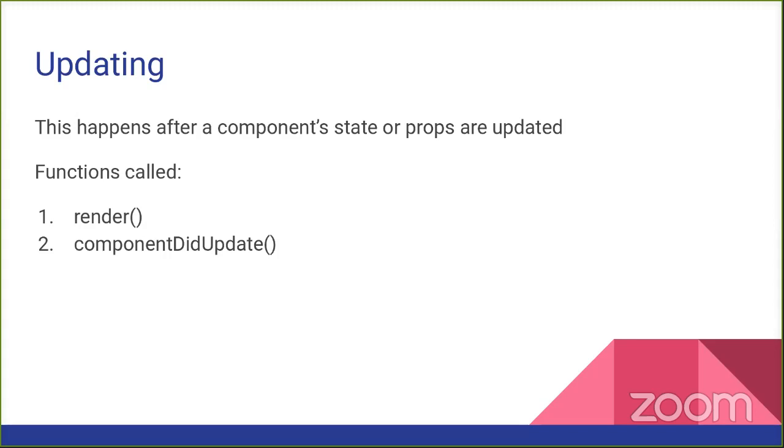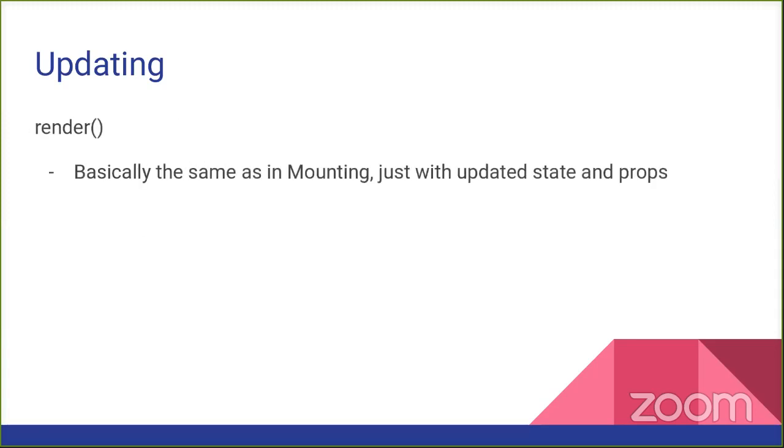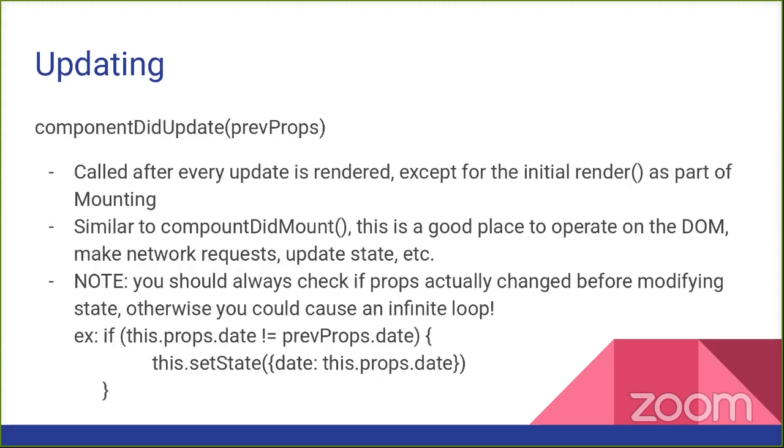Updating. After a component's state or props are updated, the component gets re-rendered, and then React knows it's updated, so it will call componentDidUpdate. Render is basically the same as in mounting. It just has different state and props than the initial state you would have set in your constructor. Not a lot more interesting to say there.